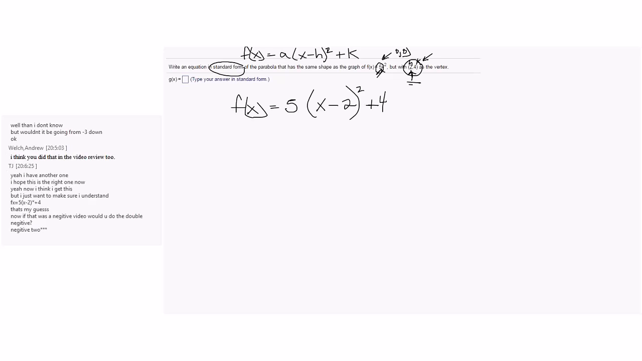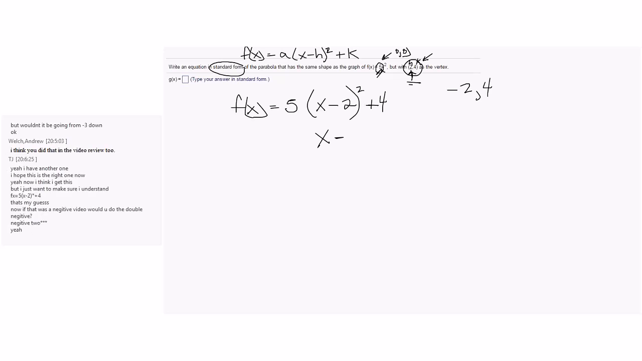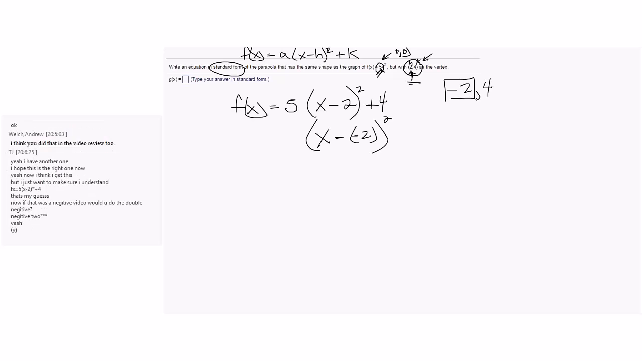Now, if that was a negative, would you do the double negative of negative 2? You mean if the vertex was negative 2 and 4, then yes, you'd have negative 2, because your h value is negative 2. So this is another way to look at it. It would be a negative 2, and whenever you have a double negative, that's equal to a positive. So that would be the graph if our vertex was negative.